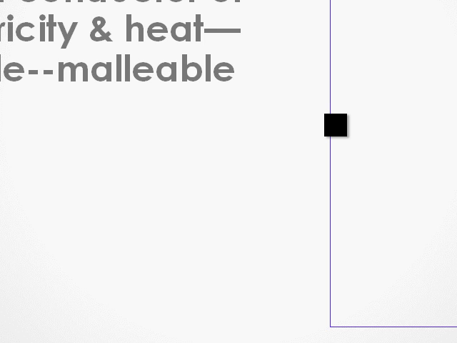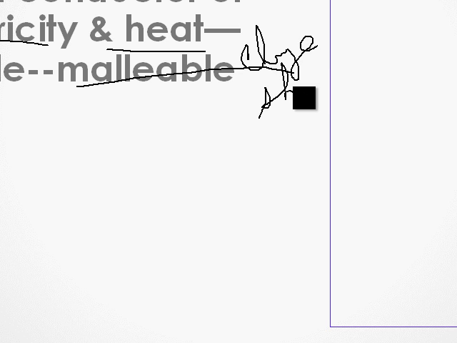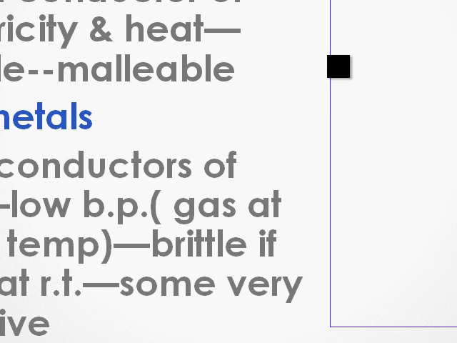All right, there are 3 types of classes for an element. The first is a metal. You're probably familiar with metal. It can conduct electricity. It can get hot when touching the heat. It is malleable, which means you can change the shape of it.